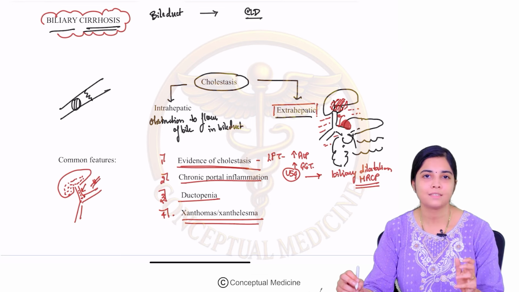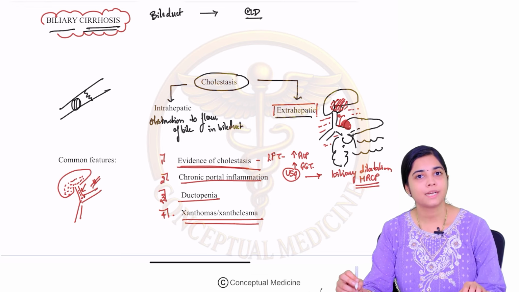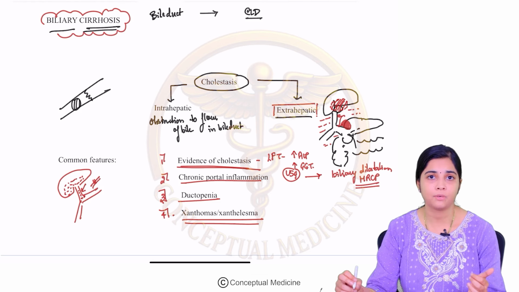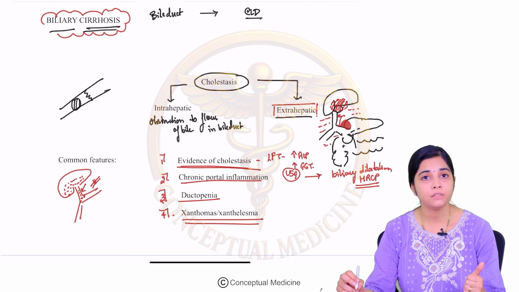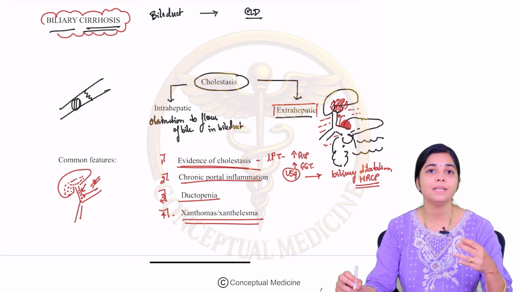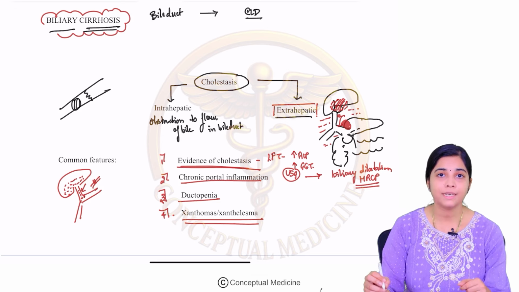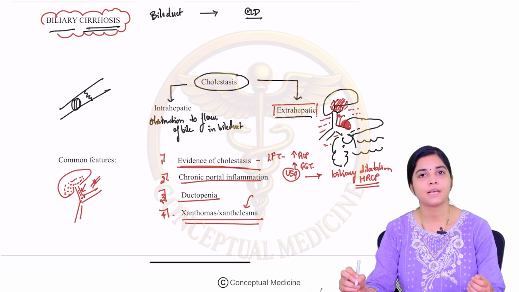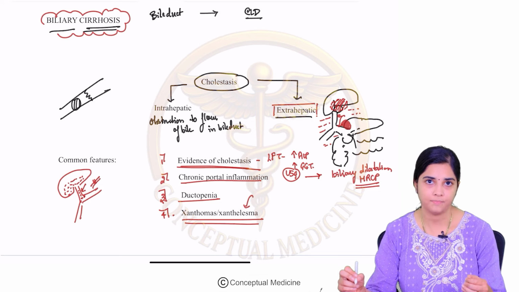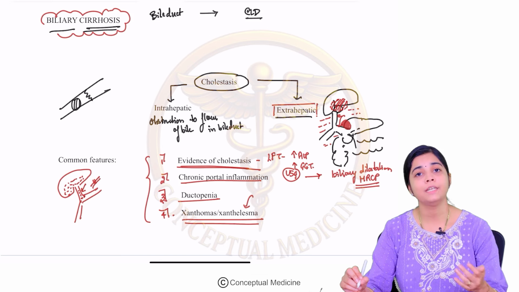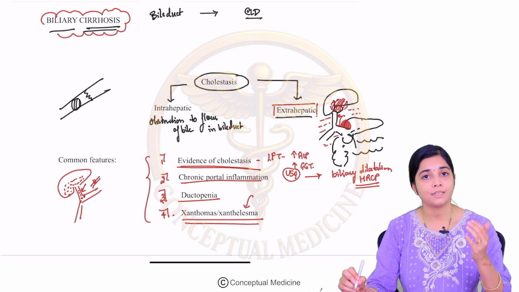So, why does this feature happen? We know that bile is responsible for a lot of other metabolic functions as well. Bile is involved in lipid transport. So, when bile is not transported properly, you can have accumulation of lipids and hence you can have xanthomas and xanthelasmas.